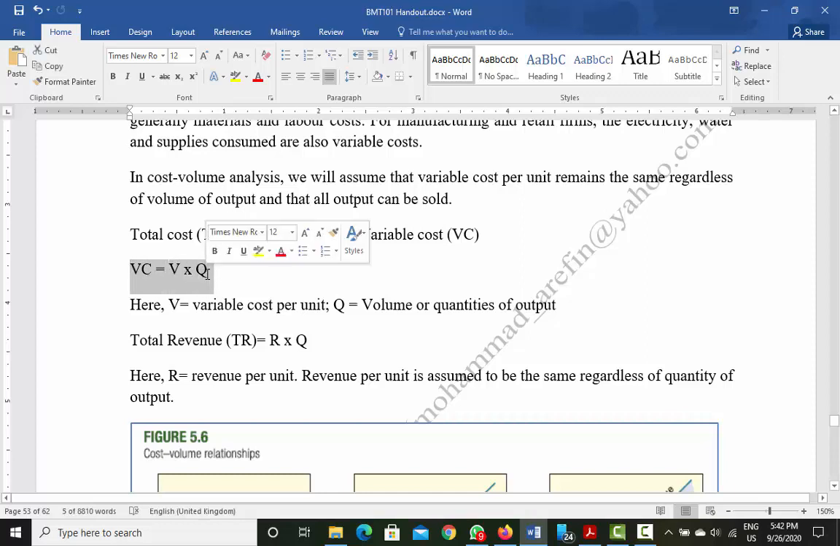So what is variable cost? Variable cost means variable cost per unit multiplied by quantity. If you produce 1 unit, Q will be 1, and you multiply it by the variable cost per unit to get the variable cost. So variable cost means V, the variable cost per unit, multiplied by Q, the volume or quantity of output.